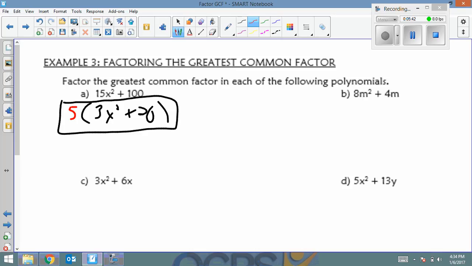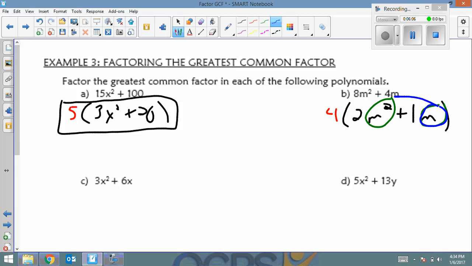Second one, what's the number that goes into both 8 and 4? That's 4. That's the largest one. 8 divided by 4 leaves me with 2. 4 divided by 4 leaves me with 1. In this case, they both have a letter. They have an m squared and an m. And we've got to say which one is smaller, 2 m's or 1 m? It's this 1 m here.